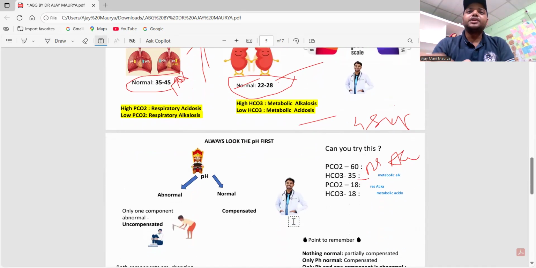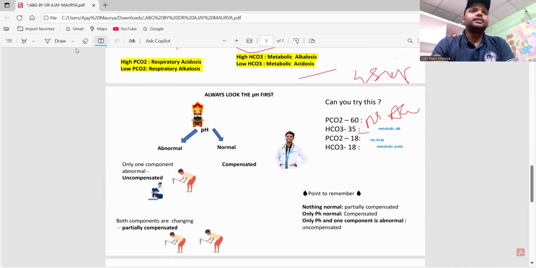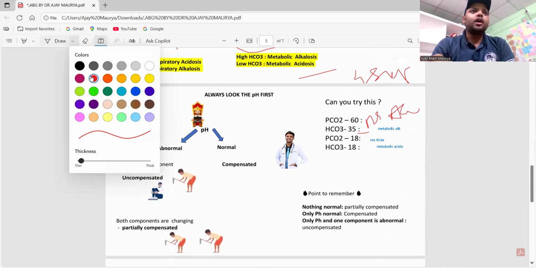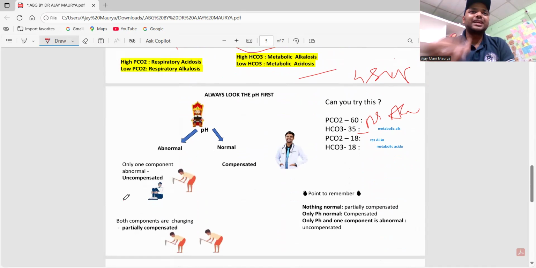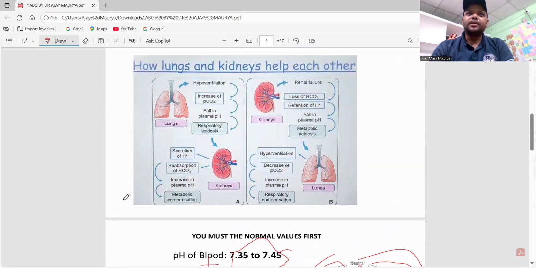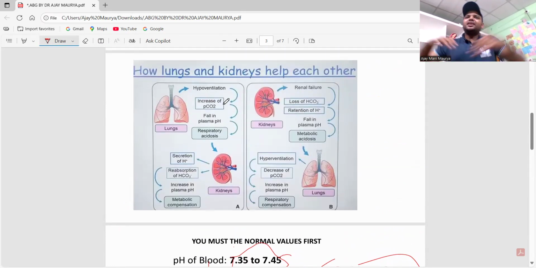So next one. Let's see how we are going to say whether it is compensated, uncompensated or partially compensated. Here the kidney and the lungs compensate each other, helping each other. How are they helping each other? Please study this one.